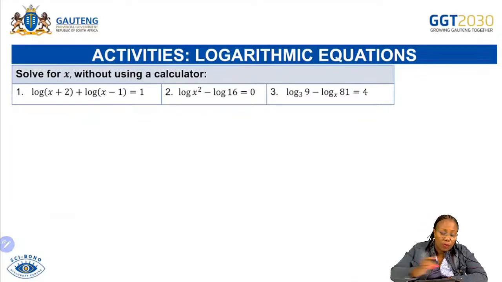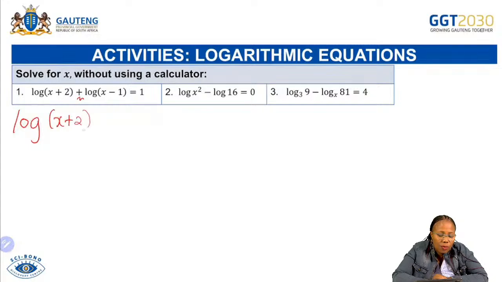And then now, for the activity here, you were expected again to solve with the plus. Therefore, we will be writing this as a single log. You'll be having x plus 2 multiplied by x minus 1 equal to 1. Multiply the bracket out, we have x squared. Remember, this base 10 will kick to the side and become 10 to the power 1.